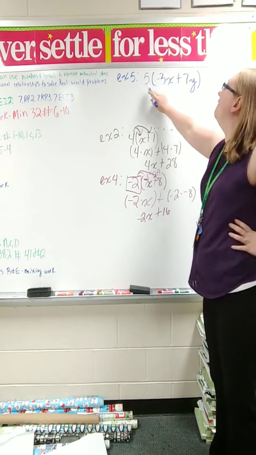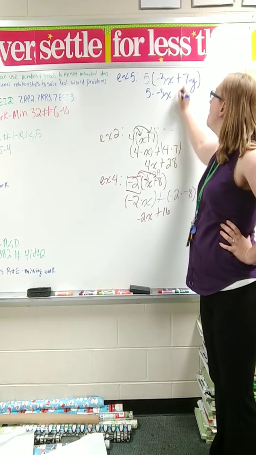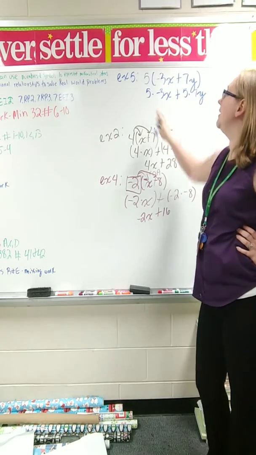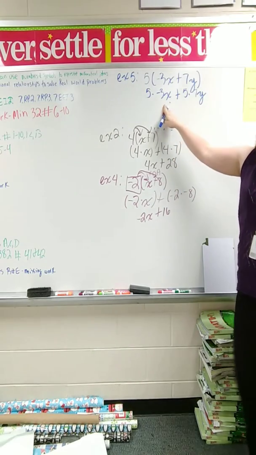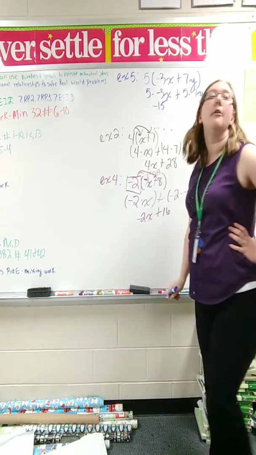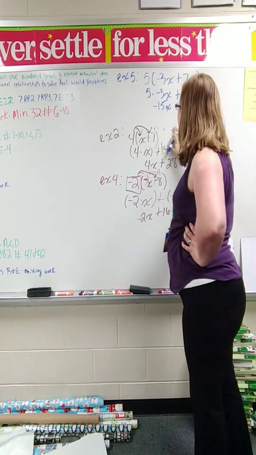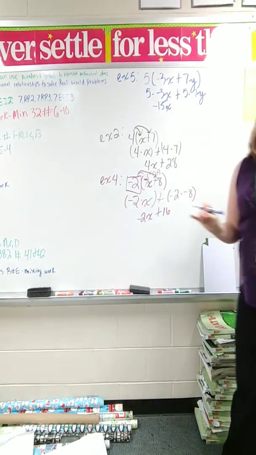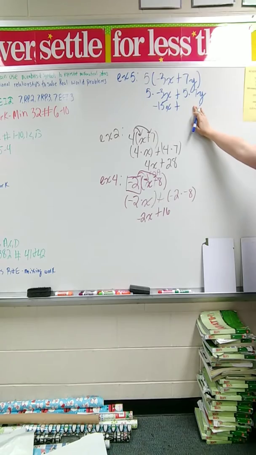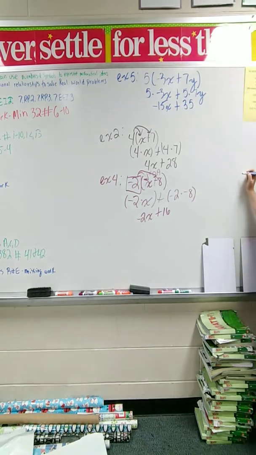So, 5 times negative 3x plus 5 times 7y. What is 5 times negative 3? Negative 15. Who's along for the ride with negative 15? X. We're going to add to that, what's 5 times 7? 35. Who's along for the ride with 35? Y.